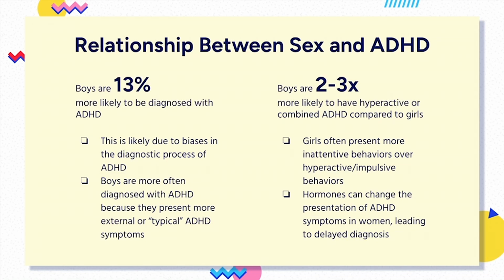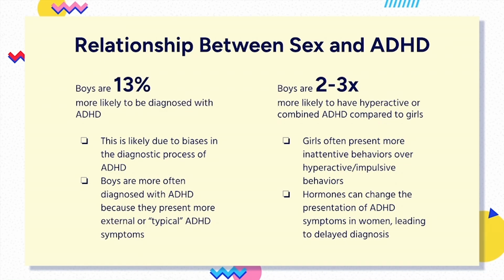So according to the CDC, boys are 13% more likely to be diagnosed with ADHD than girls. And this isn't to say that ADHD is more common among boys. This is likely due to biases in the diagnostic process of ADHD, because we have seen that boys are 2 to 3 times more likely to have hyperactive or combined ADHD compared to girls. The symptoms of this type of ADHD are more external or quote-unquote typical ADHD symptoms as people come to think of them. And so because of that, boys often present more noticeable and disruptive behaviors that then warrant a diagnosis.